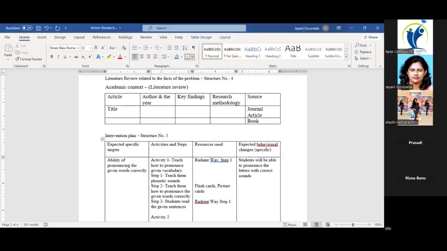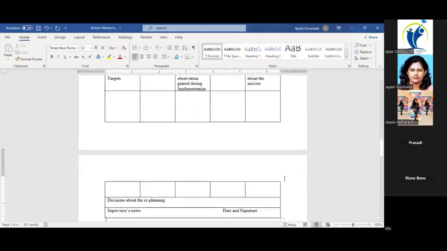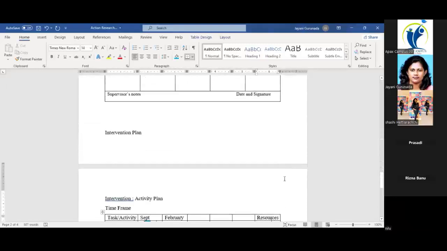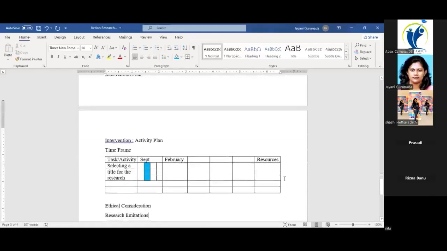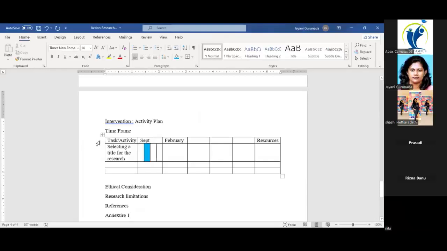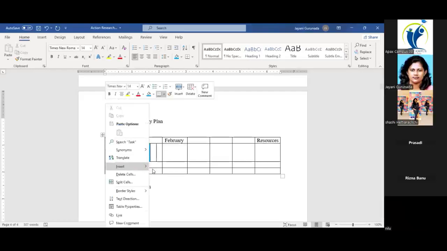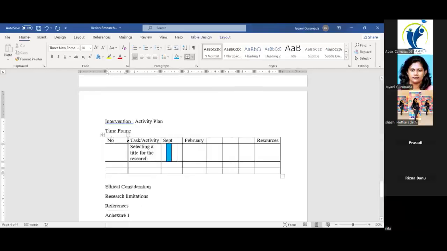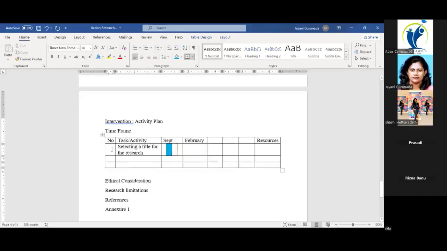Then you have to do this one. And the literature review, for those who have not done it. After that, you write about the time frame also. Number 1, task or activity, time. So here you can write the time, with a month or time.